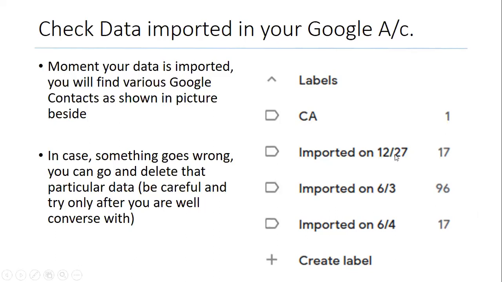This is the way Google will keep adding the labels. Here on December 27, I had added 17 contacts. On 3rd June, I added 96 contacts. That is, yesterday I added 96 members. Today I have done 17 members, like this. But before deleting, you should be well conversant with these commands. Otherwise, let it be. When you are okay with this command, only then touch deleting any data.